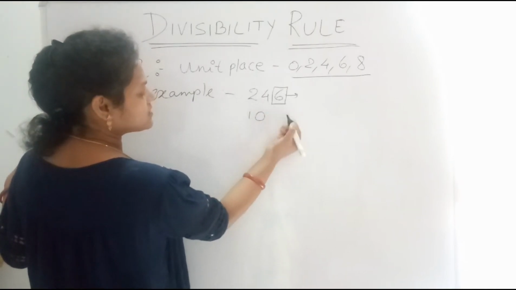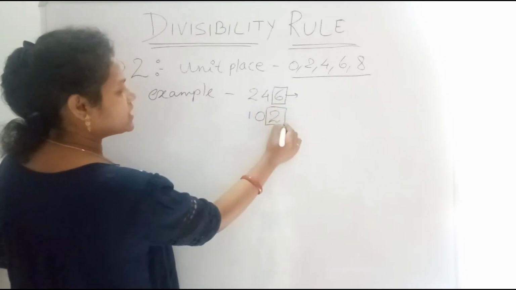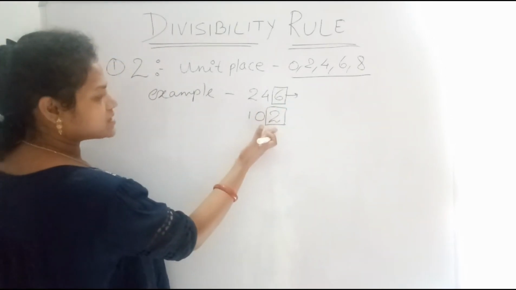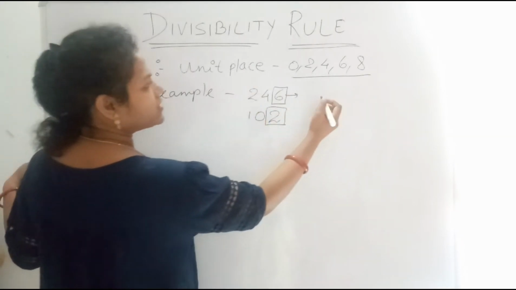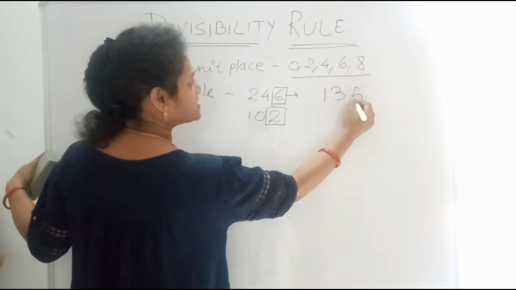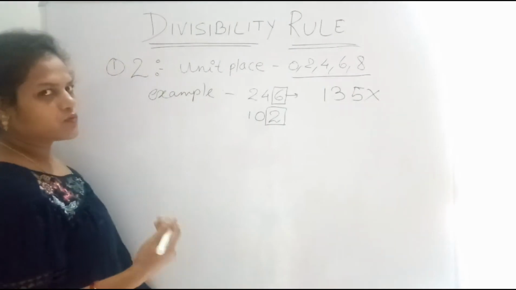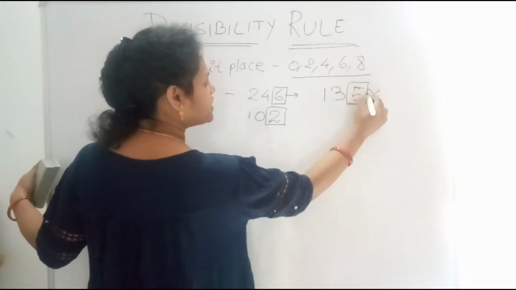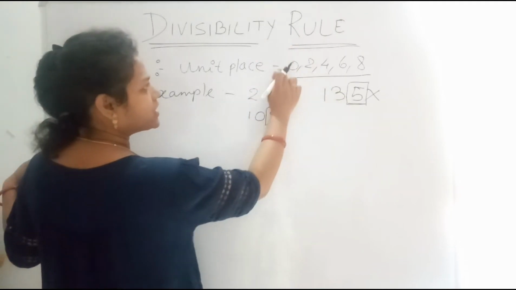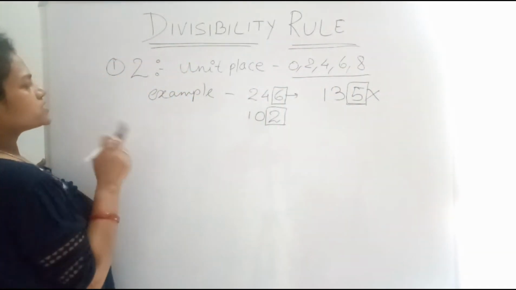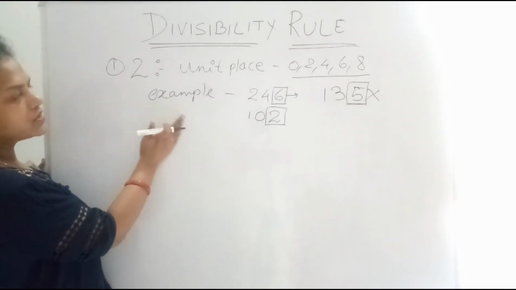Suppose this question is there: 102. Again you are finding that 2 is in the unit place. If I say suppose this example is there, 135. Yes, obviously it is wrong. It is not divisible by 2. Why? Because in the unit place you are finding the number is 5, and according to our rule the unit place should contain an even number. Okay, so this is the rule for 2.